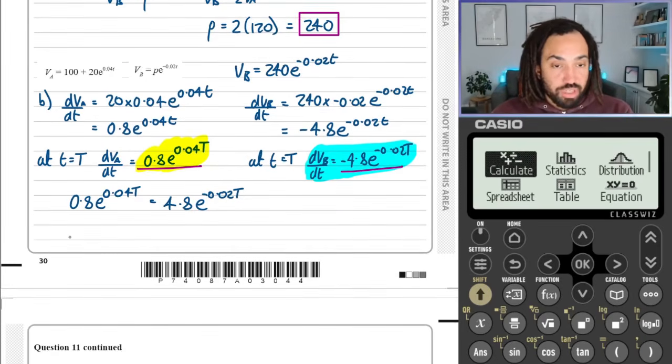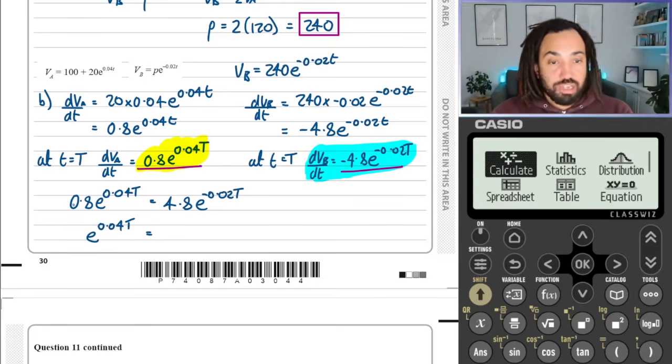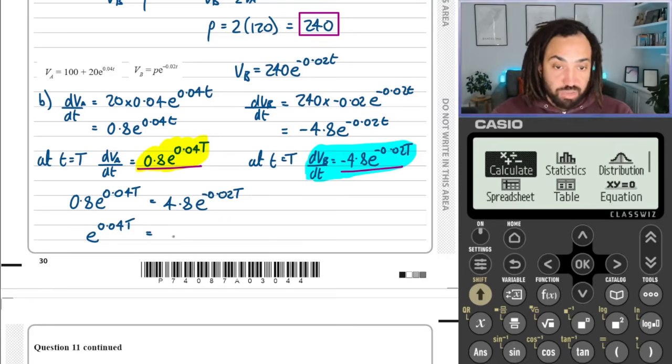Okay, so what we're going to do next is divide both sides by 0.8, and then divide both sides by e to the minus 0.02t. So let's first off divide both sides by 0.8. How many 0.8s fit into there? Well, it's 6.